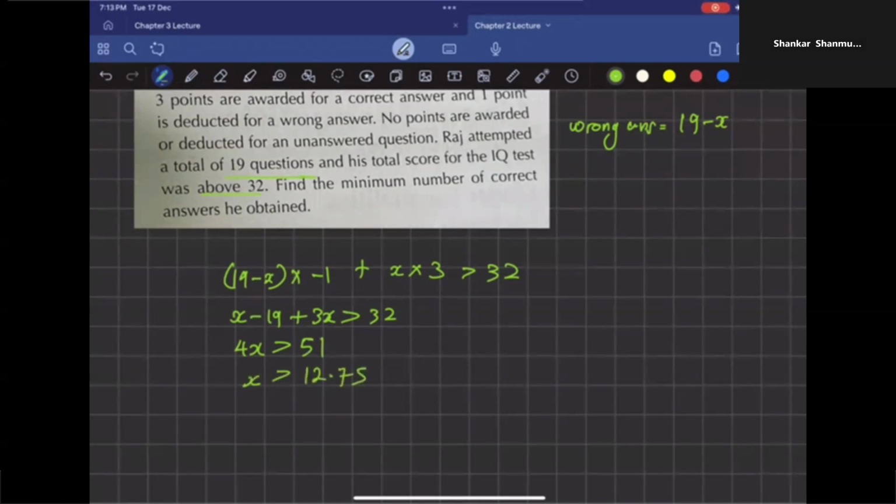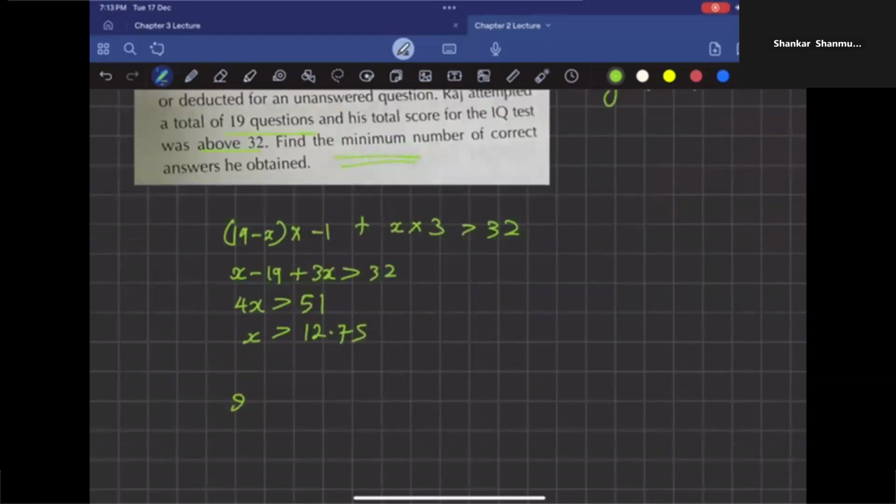So, the question says find the minimum number of correct answers he obtained. In this case, your number of questions cannot be a decimal, so you've got to round it off to the nearest whole number. Since they asked for a minimum number, your answer should be x equals 13. Yes, it can be 14, 15, or even 19. So 19 is the maximum it can be, but they asked for minimum, so it is 13.